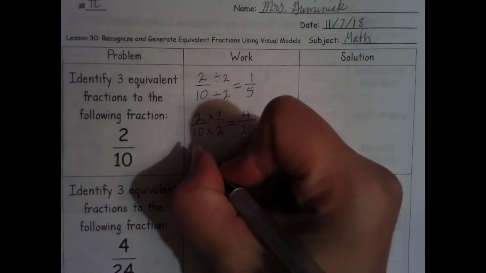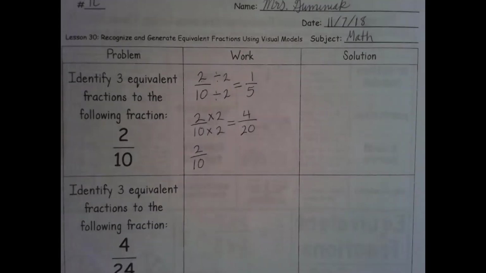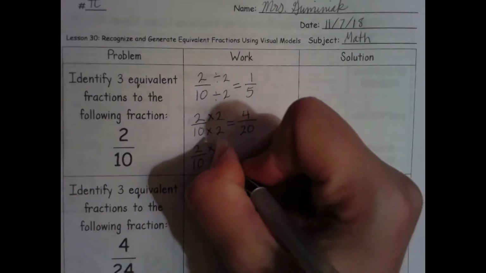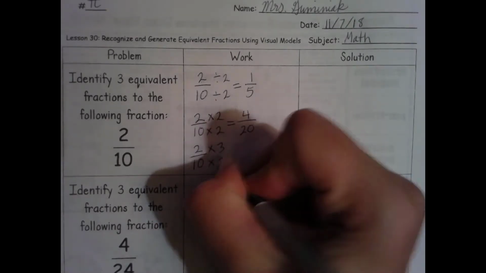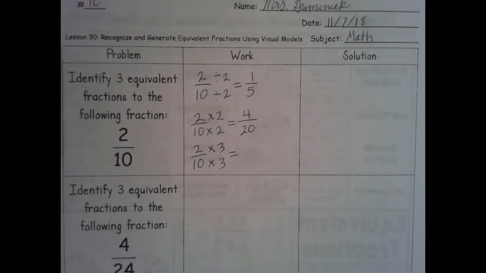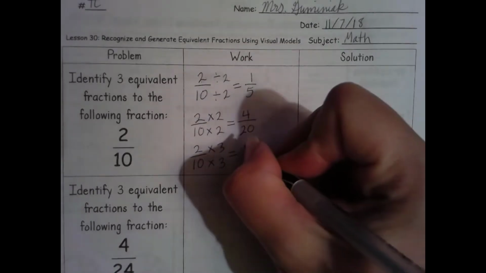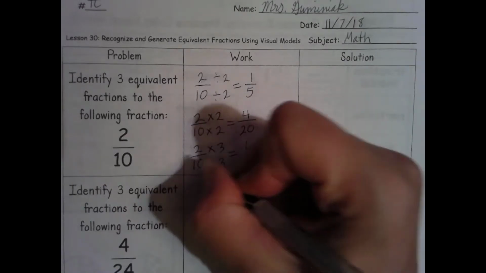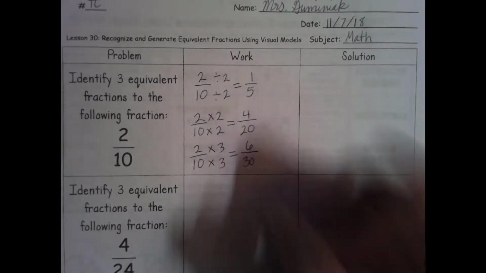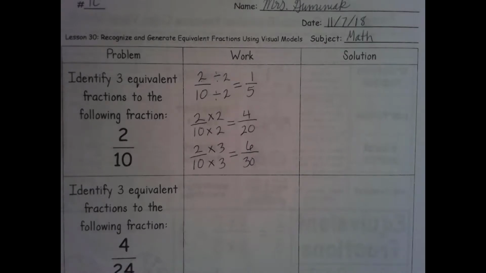Okay, and then I need 3. So I'm going to need to use multiplying again. So I'm going to multiply by 3. Why not? Keep the numbers smaller, easier to multiply. 2 times 3 is 6. 10 times 3 is 30. But I could have multiplied each by 100, and that would have given me an equivalent fraction. It's just now the pieces are much, much smaller. But it's still equivalent, still the same amount shaded in.